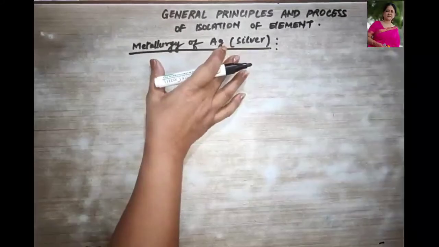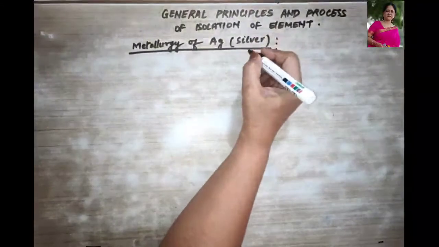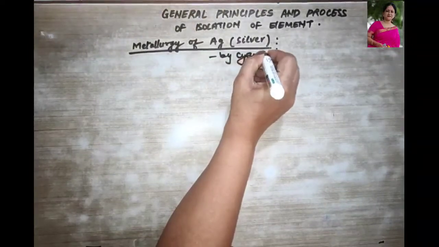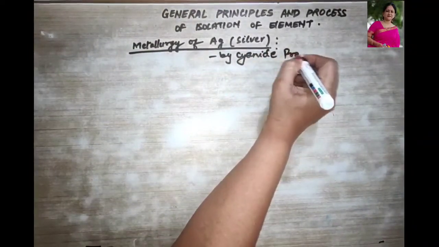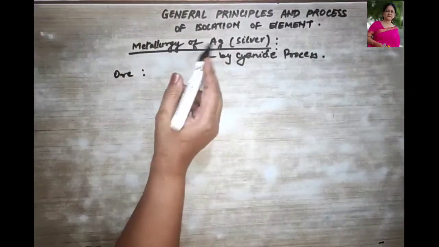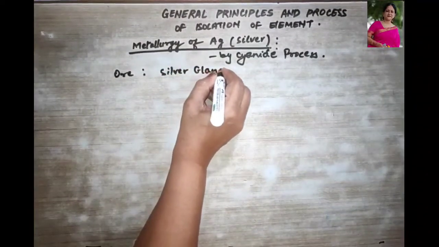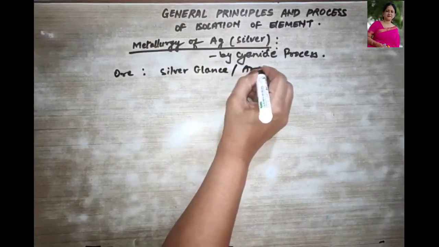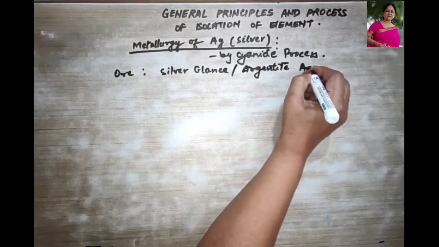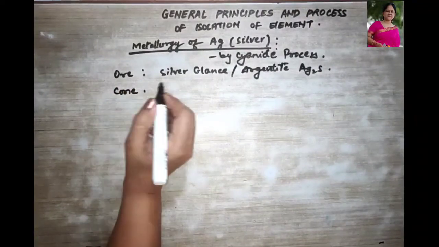Today we are going to study the metallurgy of silver, and the process of the metallurgy of silver is done by the cyanide process. Okay, so what is the ore used over here for the metallurgy of silver? We use silver glance, or what we say as argentite. Okay, argentite, and the formula is Ag2S.